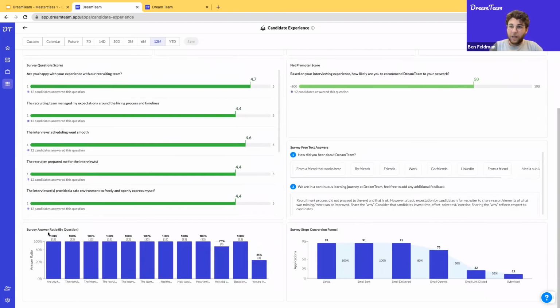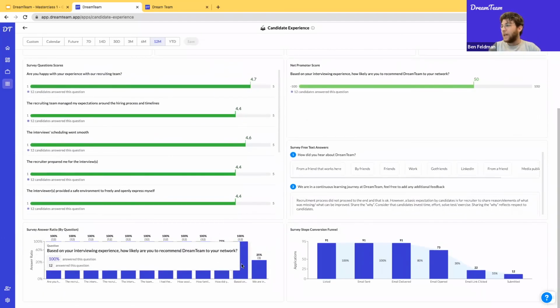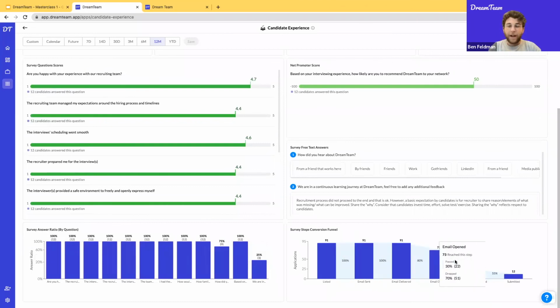You can see specifically which questions weren't answered. You can see the conversion funnel.